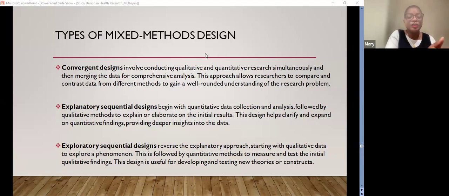Explanatory is quantitative first, and then followed by qualitative. The example of the study I told you that we are undertaking here is quantitative first and then qualitative. Exploratory, you just switch, is qualitative first. So you've asked questions. People have told you, I don't like using modern contraceptives because my husband said that they are sweet. Oh, okay.